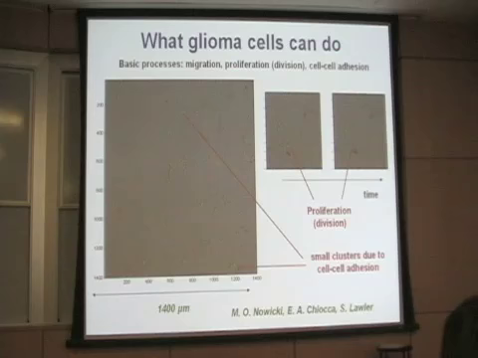So what can those glioma cells do? Here you can see an experimental snapshot, and every green dot here is a cell. Those cells randomly migrate when you put them on a substrate. They can randomly migrate all around the substrate. They proliferate. They may form small clusters due to cell-cell adhesion. The typical time for migration is rather small: a cell migrates its own diameter, 10 microns, in about 5 minutes.